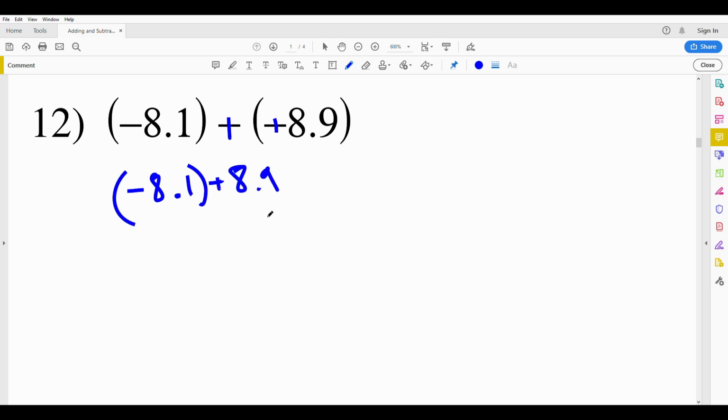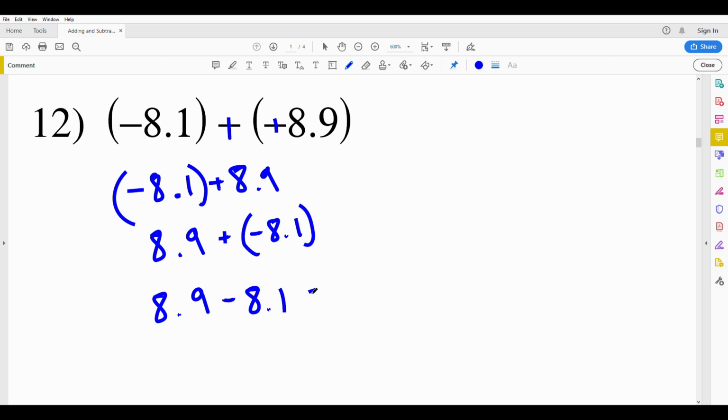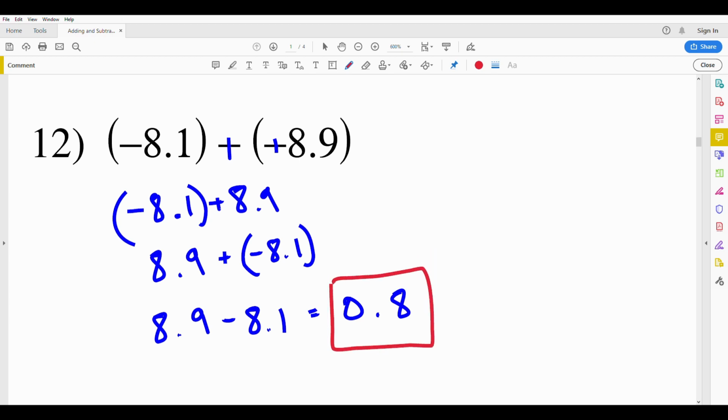And let's go ahead and rearrange. We'll have 8.9 plus a negative 8.1. And I rearrange this because adding a negative is the same as subtracting a positive. So we'll have 8.9 minus 8.1, which gives us 0.8. So 0.8 is our solution in number 12. All right, let's continue on to number 13.